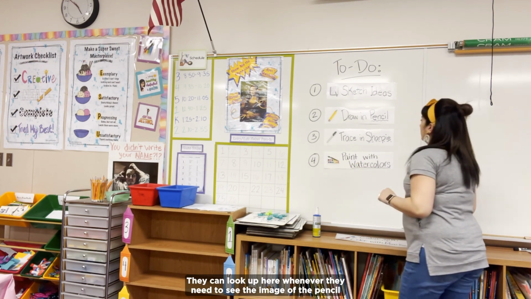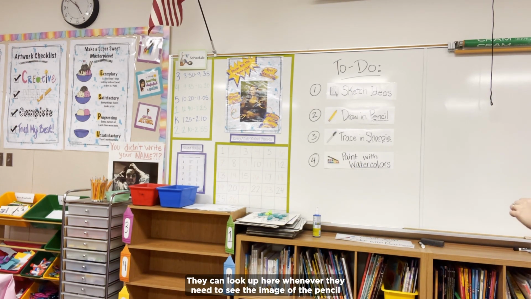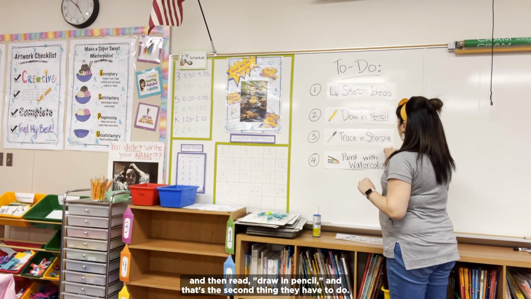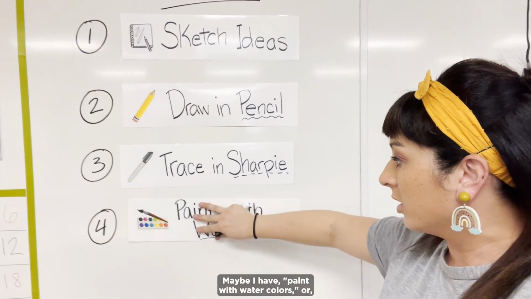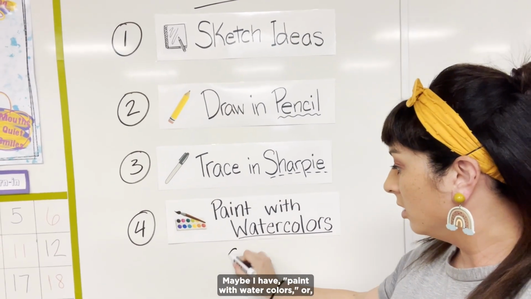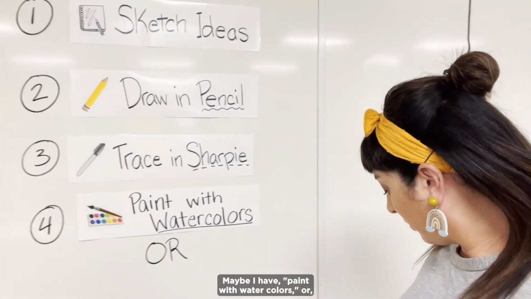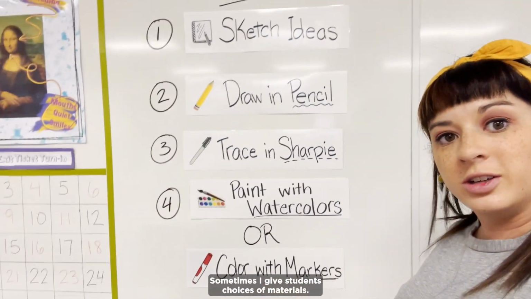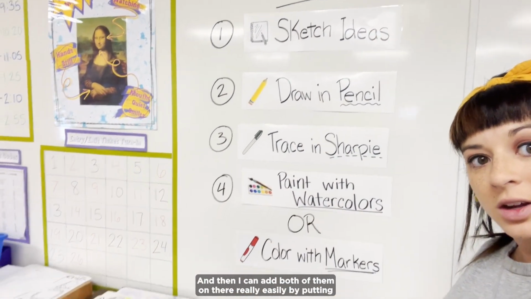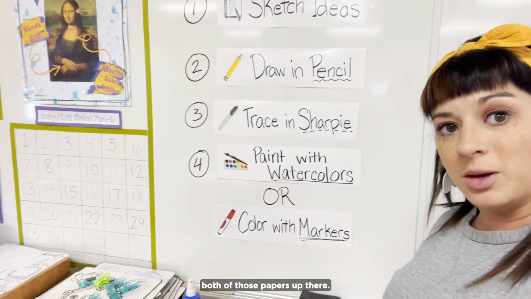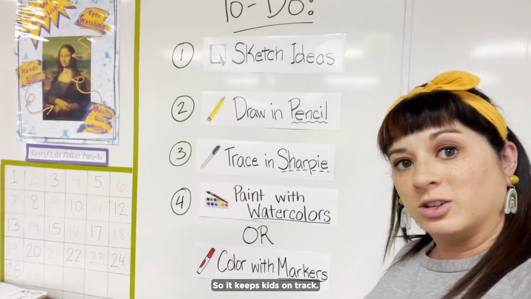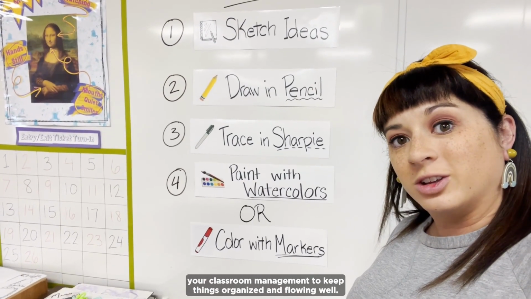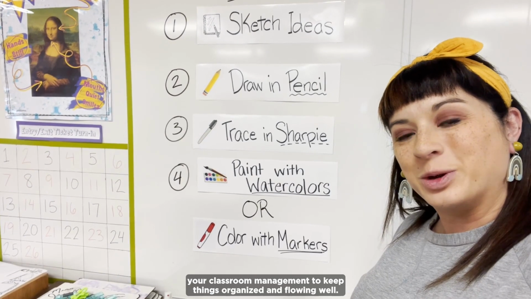They can look up here whenever they need to, see the image of the pencil, and then read draw in pencil, and that's the second thing they have to do. Maybe I have paint with watercolors, or color with markers. Sometimes I give students choices of materials, and then I can add both of them on there really easily by putting both of those papers up there. So it keeps kids on track, it keeps me on track, and it can be a really helpful tool within your classroom management to keep things organized and flowing well.